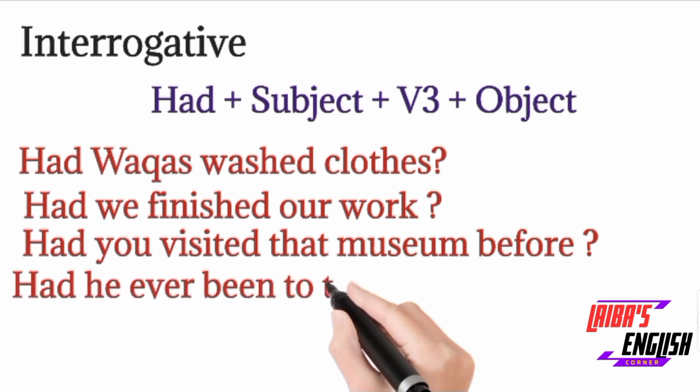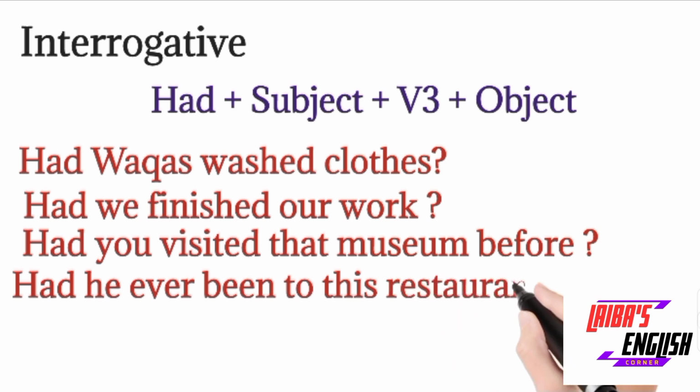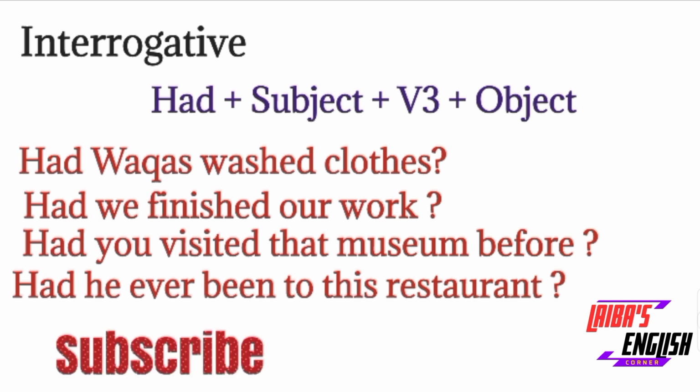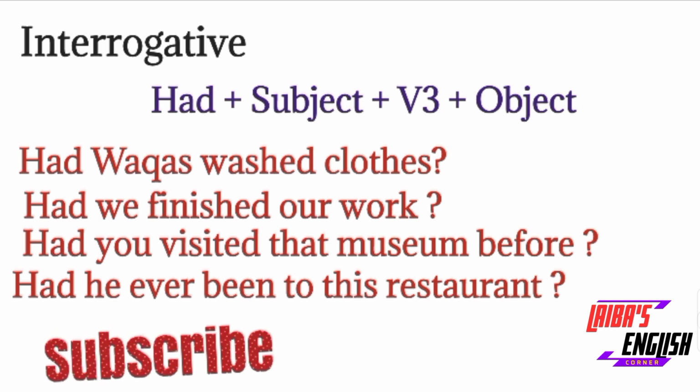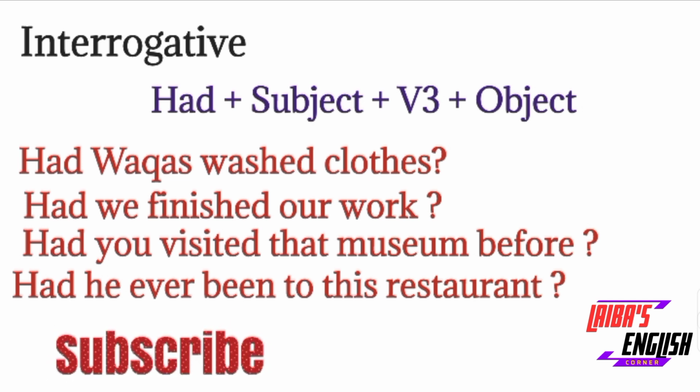The last example of past perfect interrogative is, had he ever been to this restaurant? So had is a helping verb, he is a subject, be third form is been, and restaurant is an object.